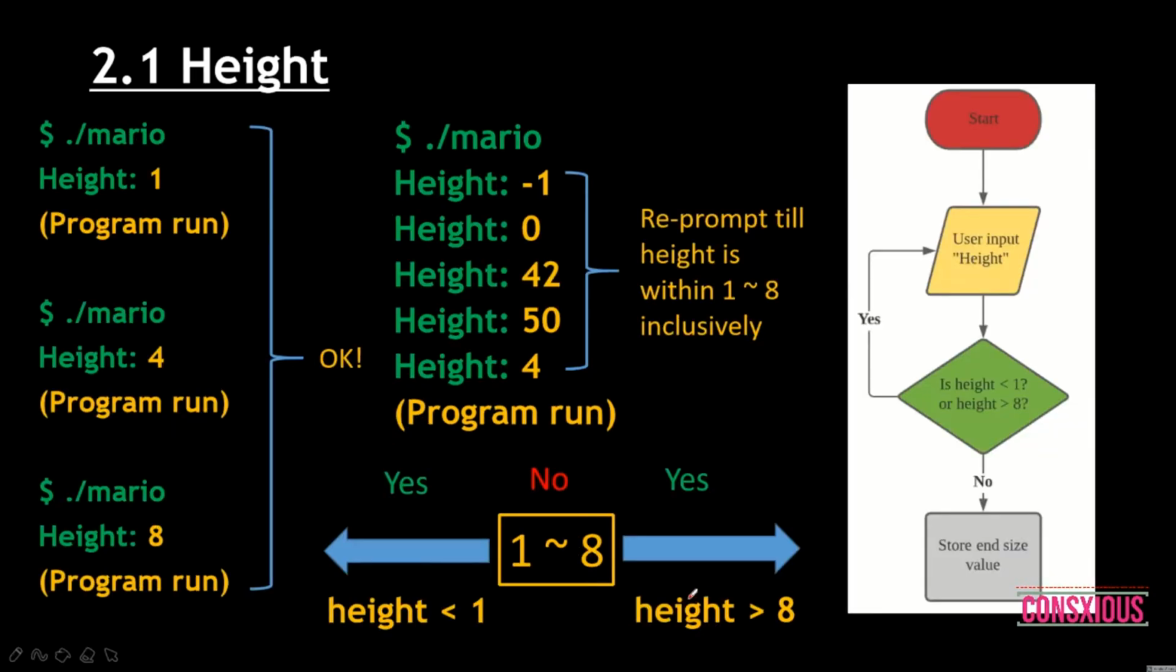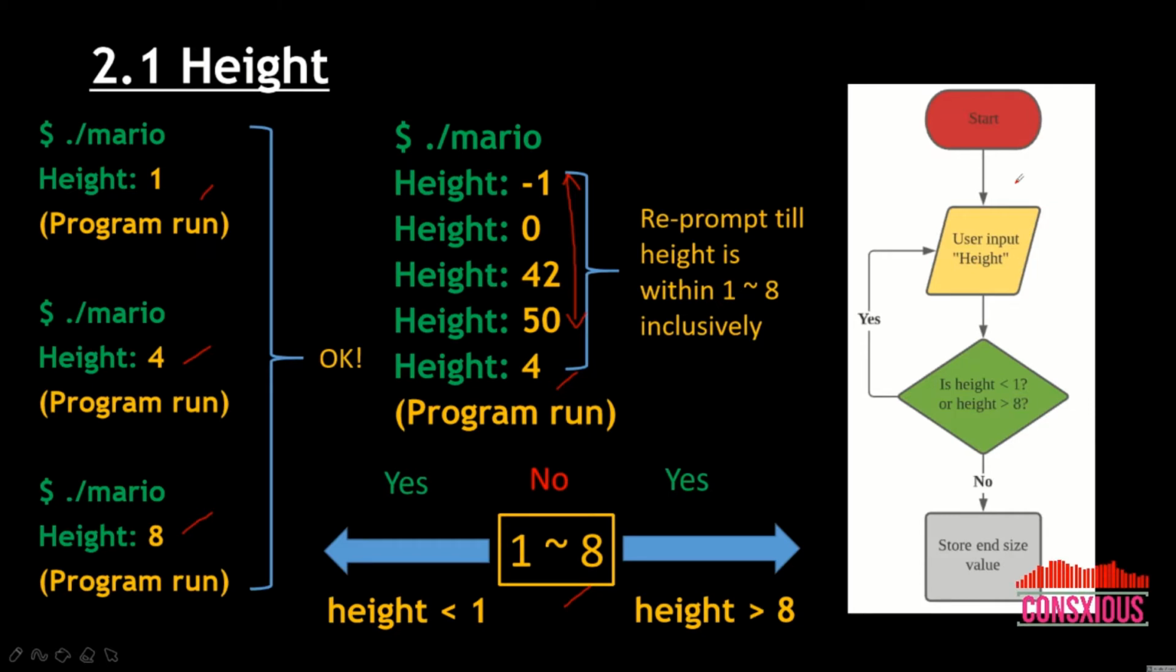Okay, first we go through the height. The user is going to key in a value within 1 and 8. 1 is okay, 4 is okay, 8 is okay. If the user puts in something outside this range, we will reprompt the user. 4 is okay. So we just put it in the flow chart.